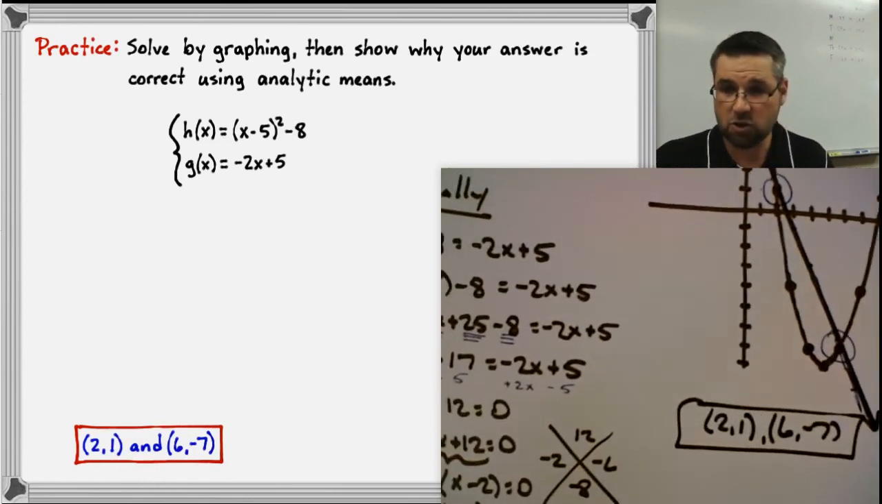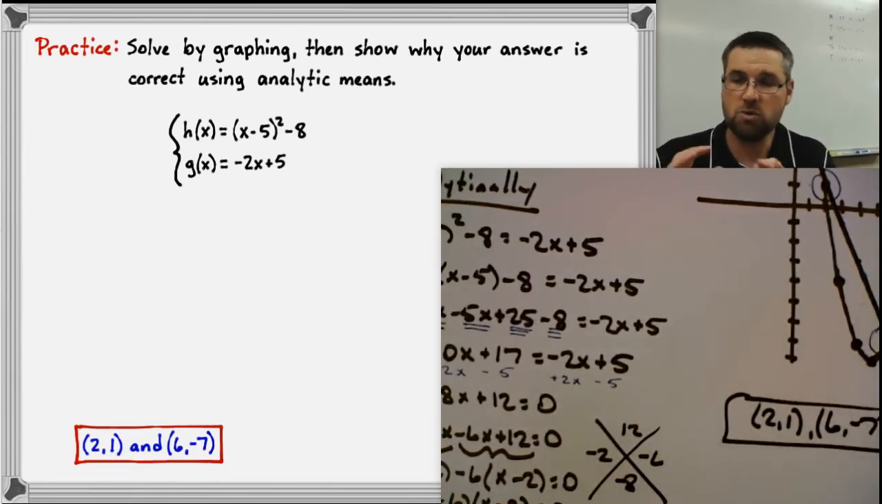Again, you can't fall into the trap of just doing one or the other. You need to know how to solve graphically, but you also need to know how to solve analytically, all right?